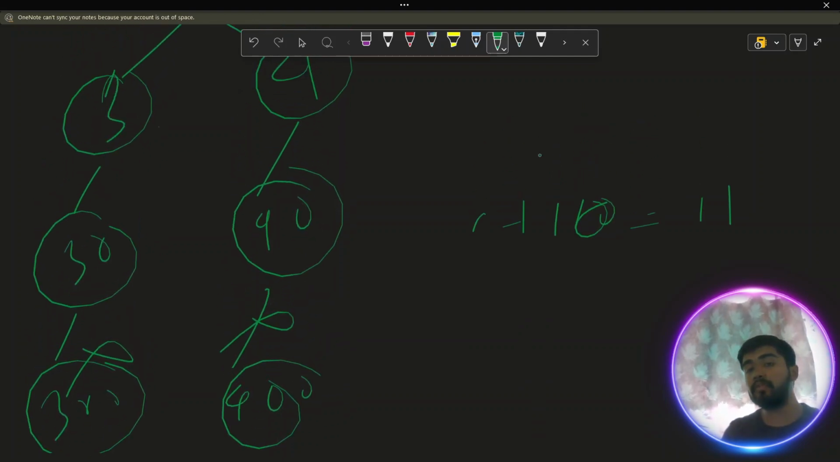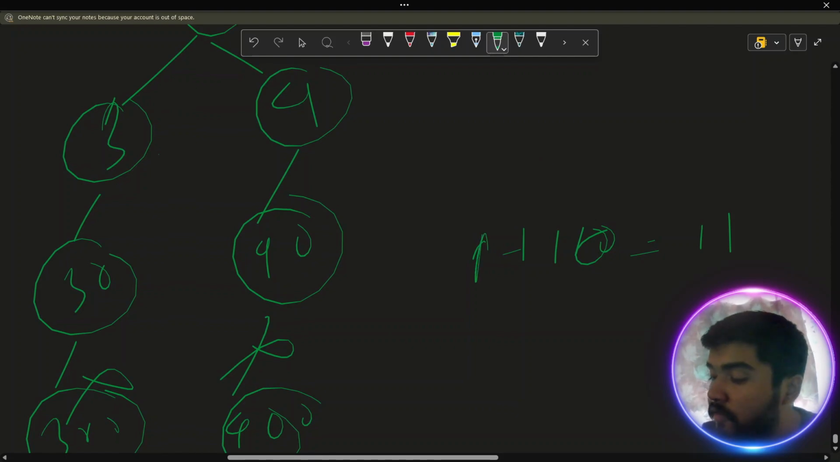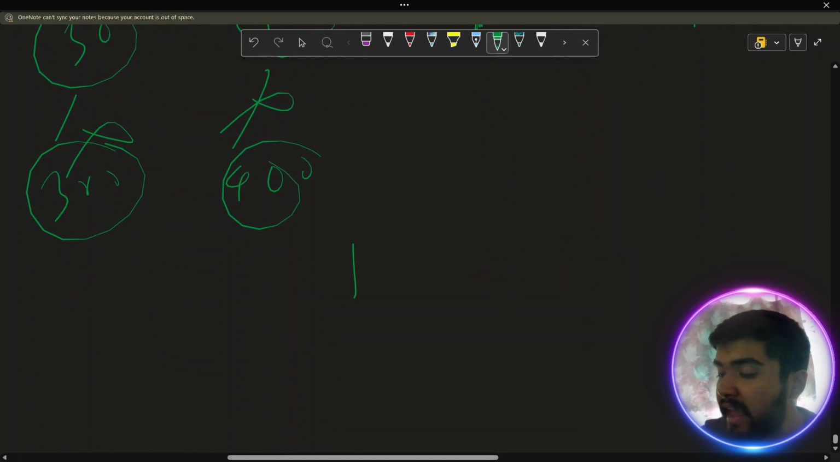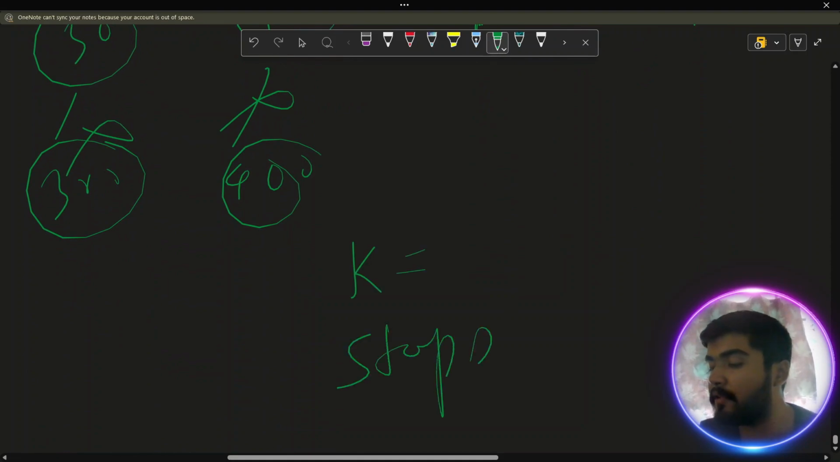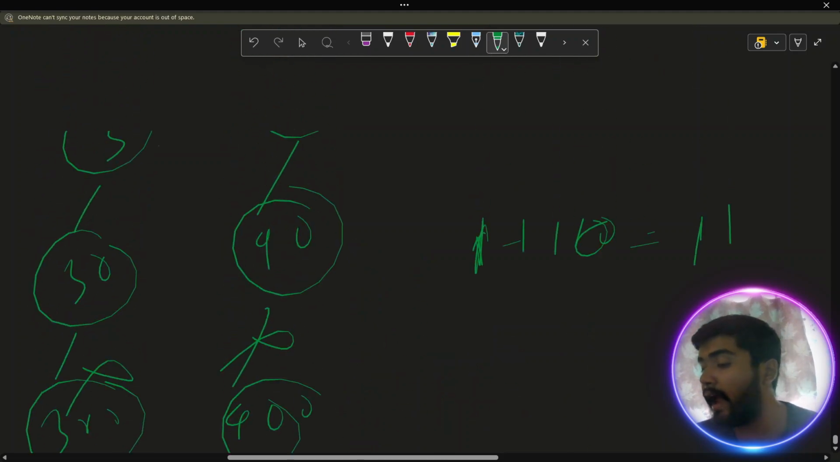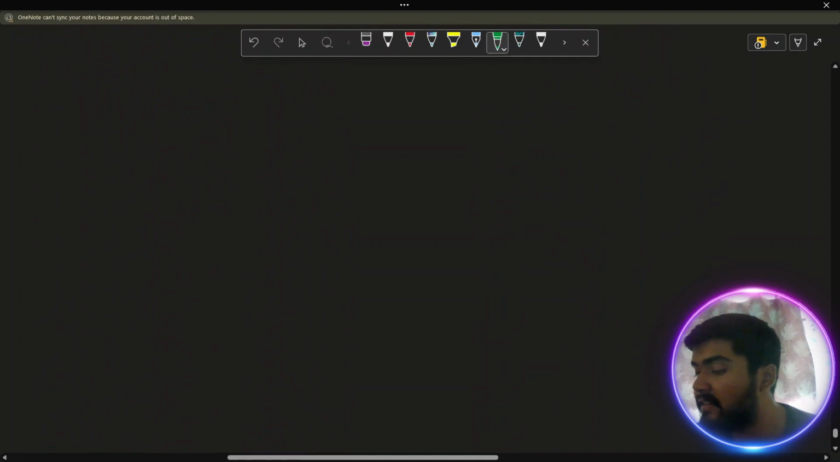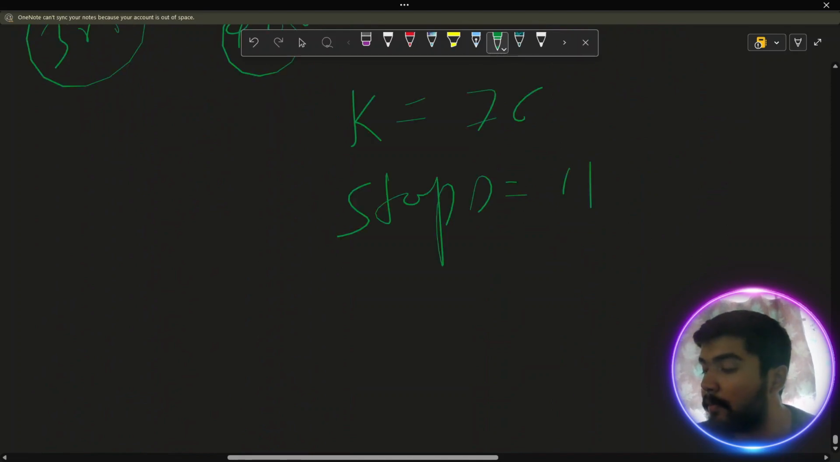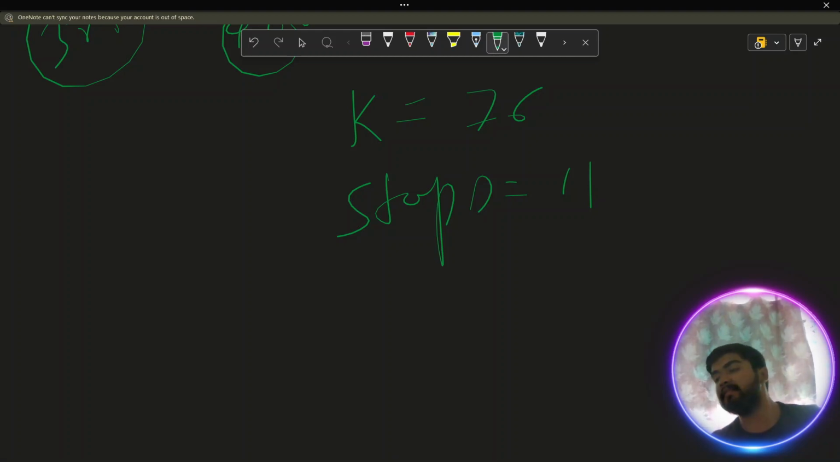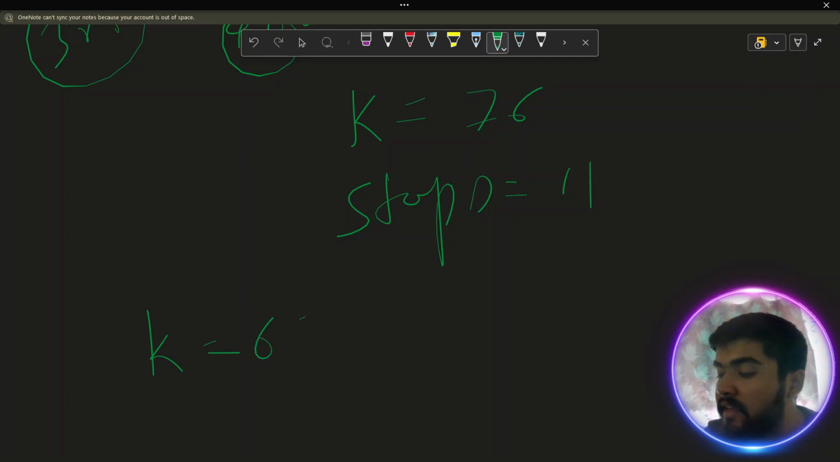So now we got a gap of 11, and what is my k value? Tell me quickly. It's 76. Yes, it's indeed smaller. I can do a minus. 76 minus 11, that is 65. My k becomes 65, and my current becomes 4.